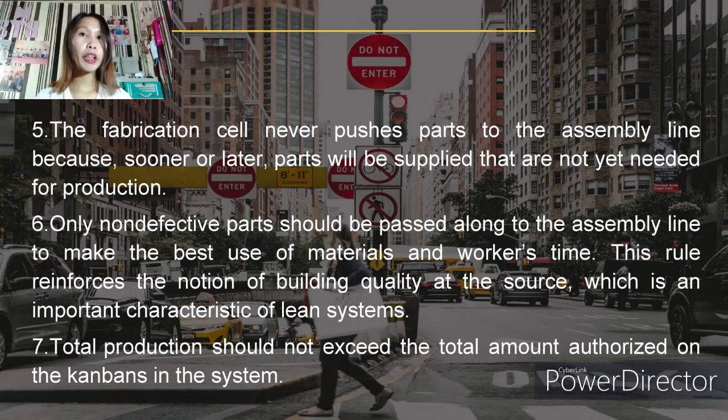Fifth, the fabrication cell never pushes parts to the assembly line because sooner or later, parts will be supplied that are not yet needed for production. Sixth, only non-defective parts should be passed along to the assembly line to make the best use of materials and workers' time. This rule reinforces the notion of building quality at the source, which is an important characteristic of lean systems. Seventh, total production should not exceed the total amount authorized on the Kanban in the system.